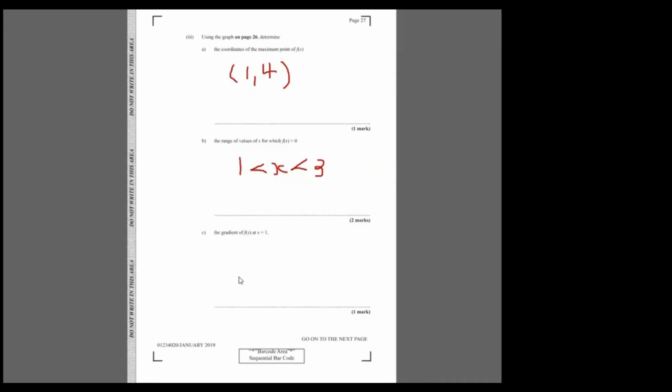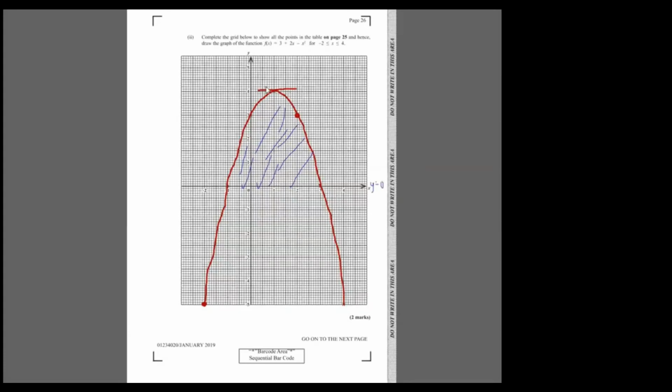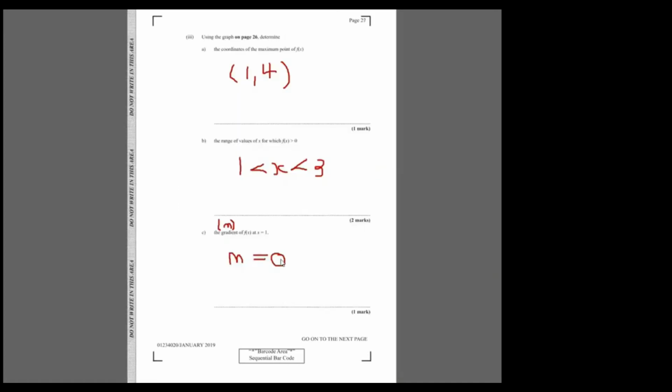I like to call the gradient m, so just tell him that you're calling the gradient m, which is equal to 0. The gradient is 0 at x equals 1. Because if you were to draw a tangent at the point when x equals 1 and find the gradient of the tangent, it is 0. And so the gradient at x equals 1, which is equal to the gradient of the tangent, is 0.